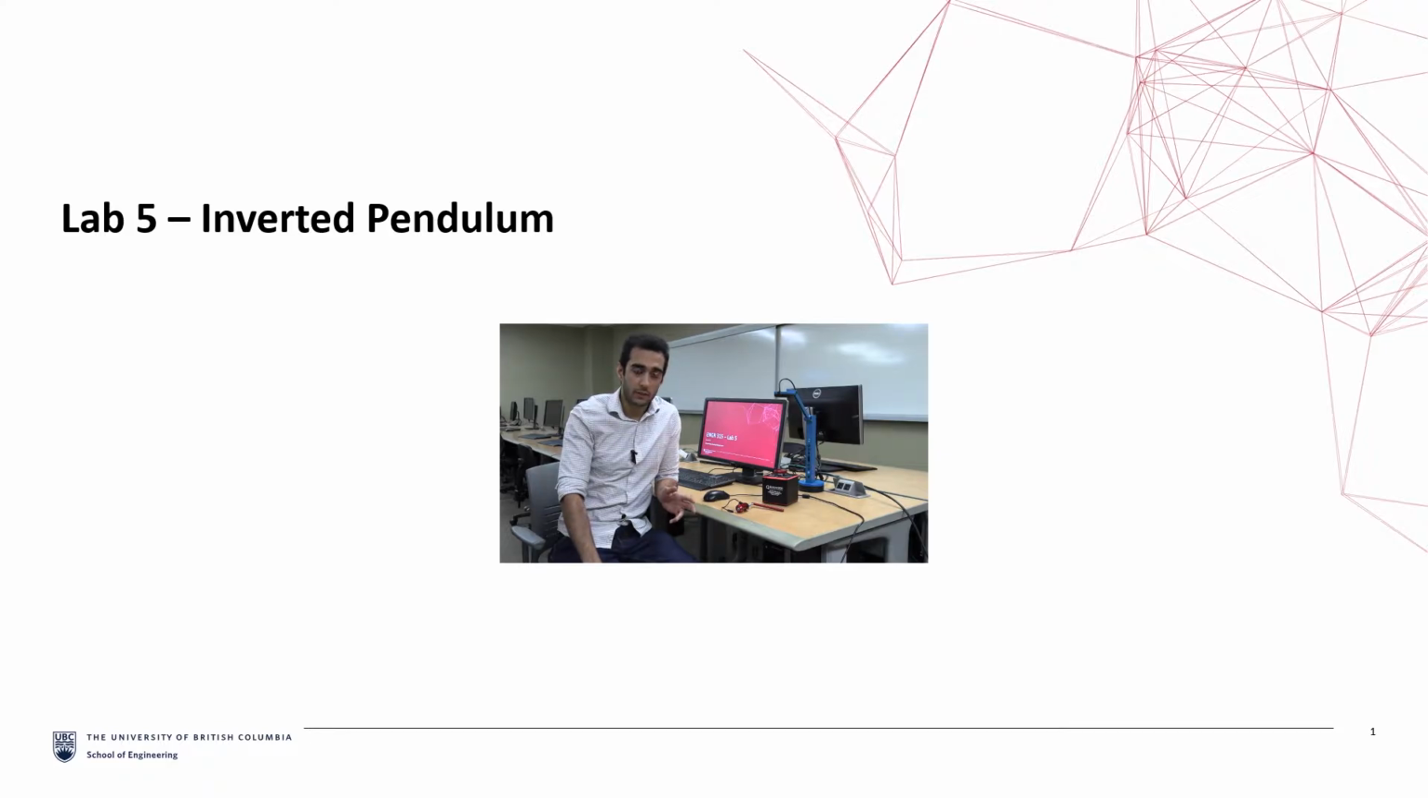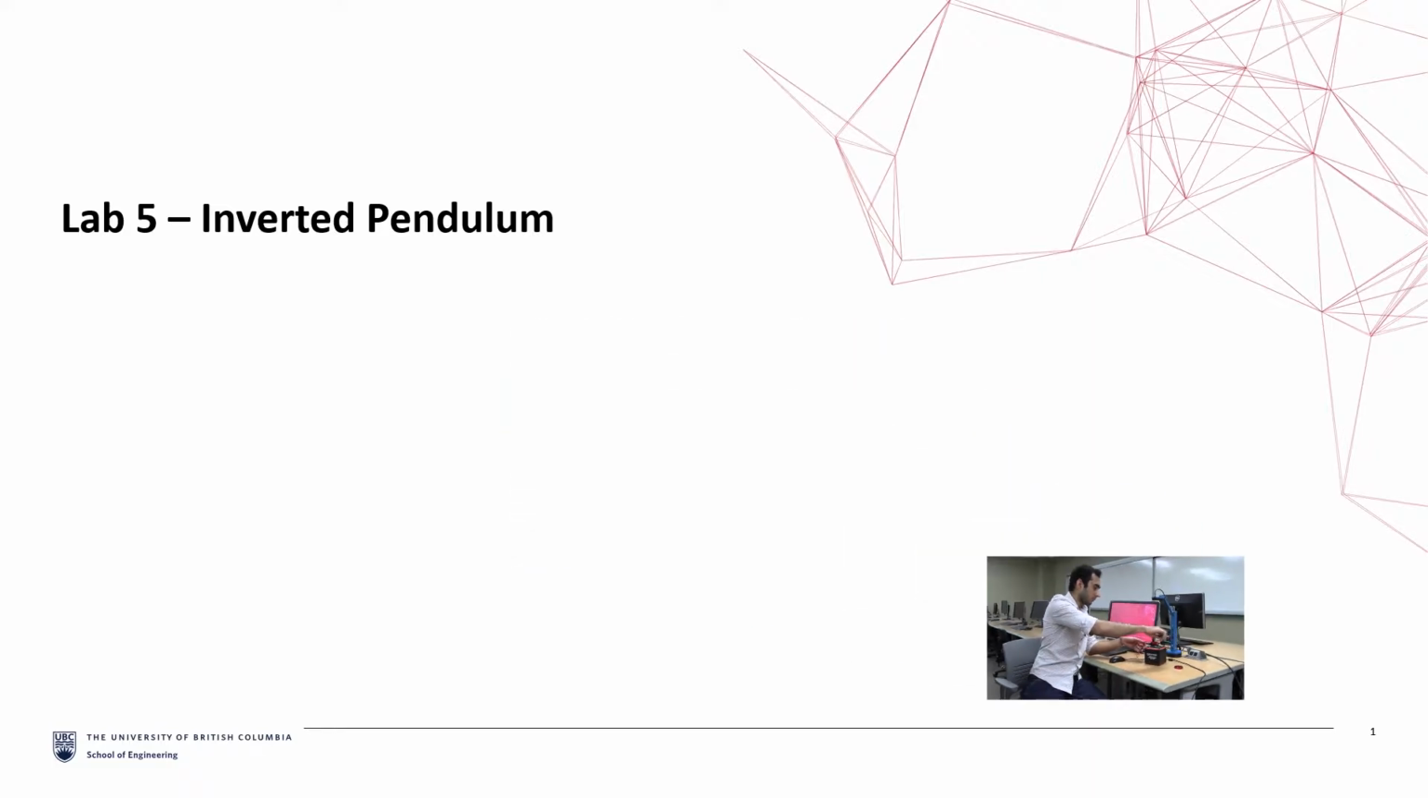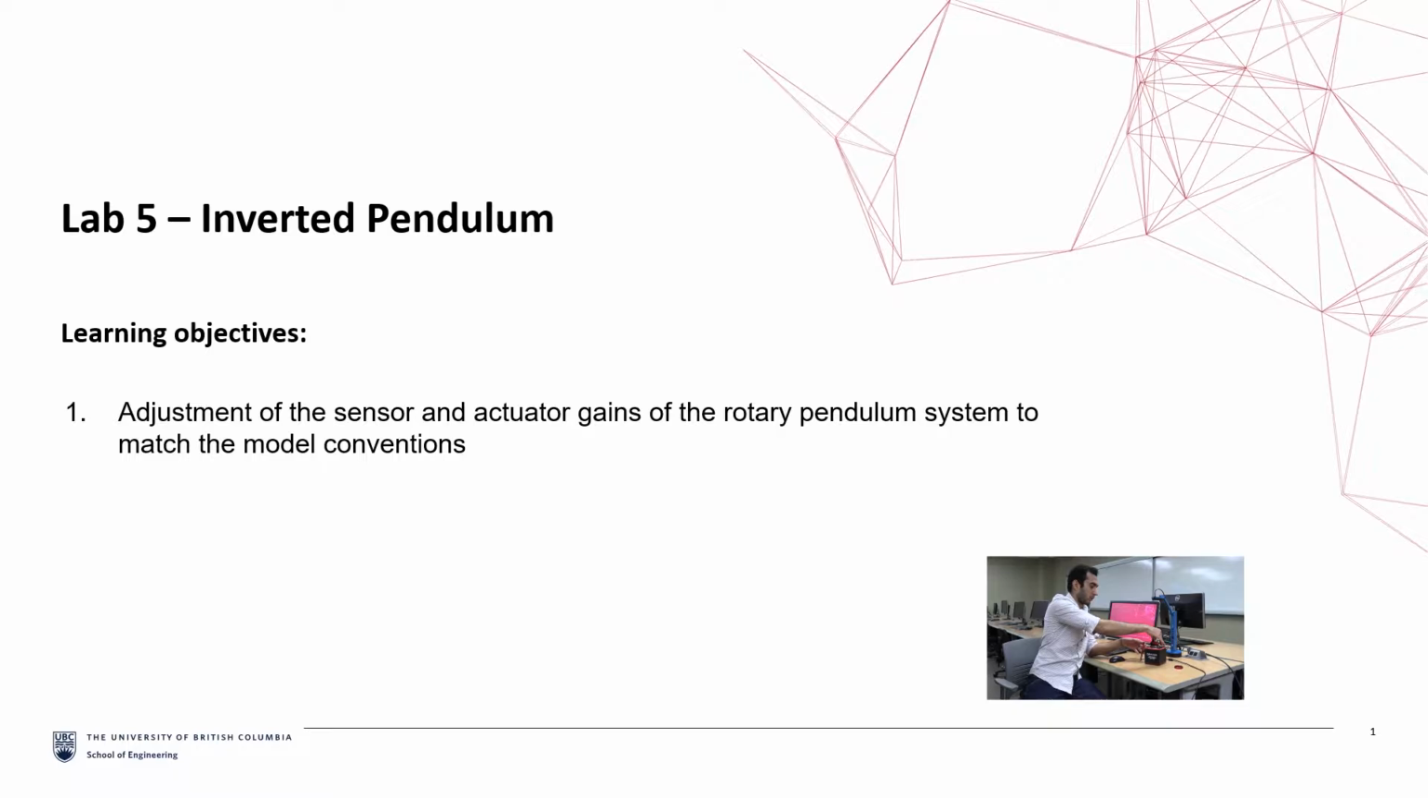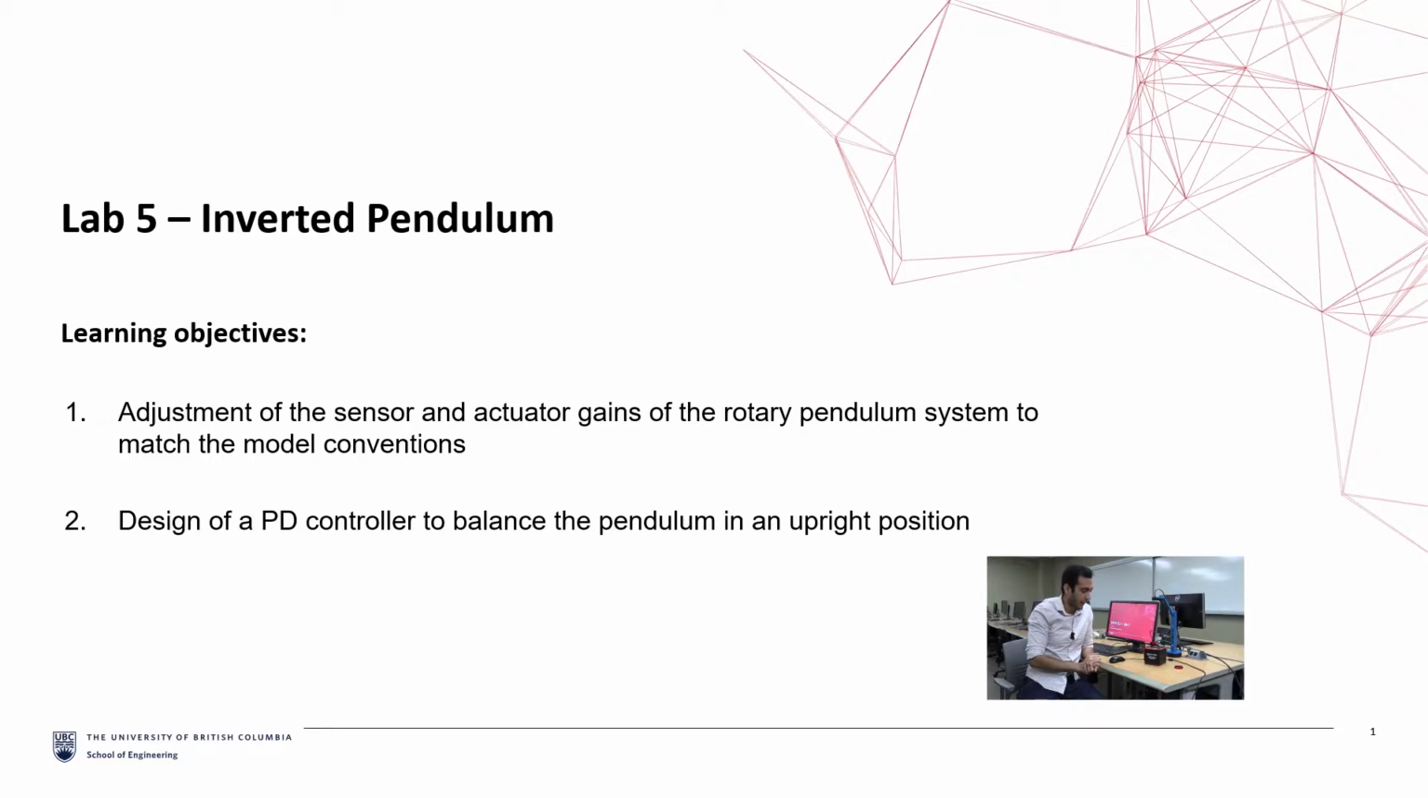We have 2 exercises for this lab, for both of which we'll be using this pendulum setup, which will replace the disc that we used for the previous experiments. It is going to be magnetically attached on top of the servo motor. In the first exercise, we're just going to familiarize with it and change the conventions of the reading of the encoder. And in the second exercise, we'll design a PD controller to balance the pendulum in an upward position.